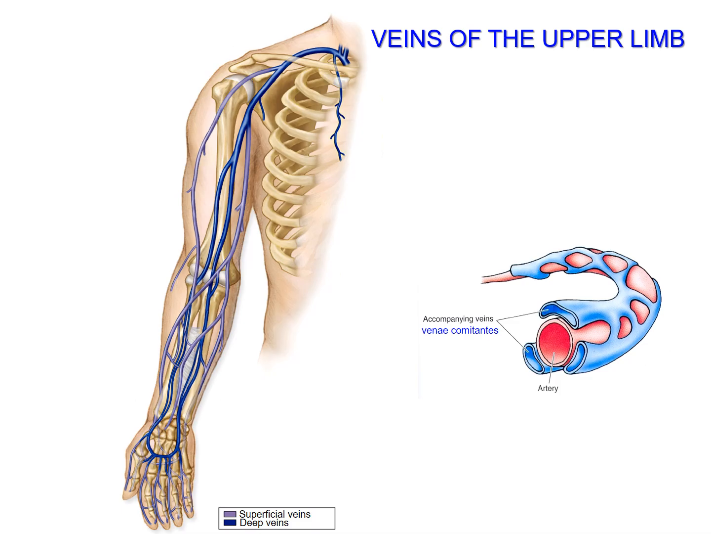The veins of the upper limb are divided into two groups, superficial and deep. The superficial veins are located in the superficial fascia and are easily accessible. Being easily accessible, they are frequently used by clinicians for taking blood samples or for giving intravenous injections. The deep veins lie deep to the muscles and accompany arteries, as in Latin venae comitantes.